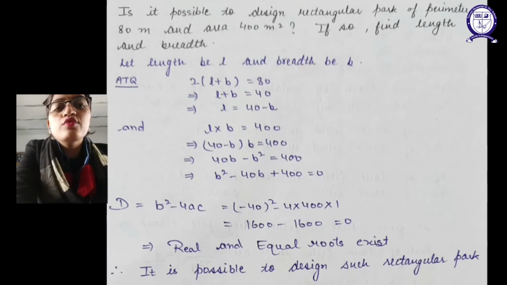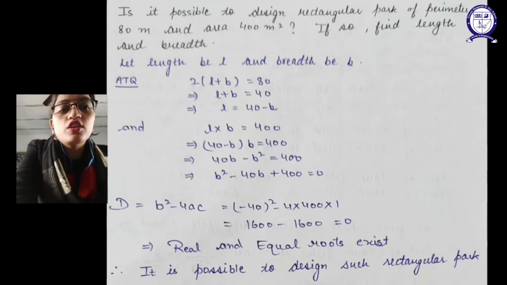Now area is 400, that is L into B equals 400. Now we will apply the substitution method, that is, we will just put the value of L from the above equation into the below equation. So (40 minus B) into B equals 400, we will just multiply and we will get the equation as B square minus 40B plus 400 equals 0.